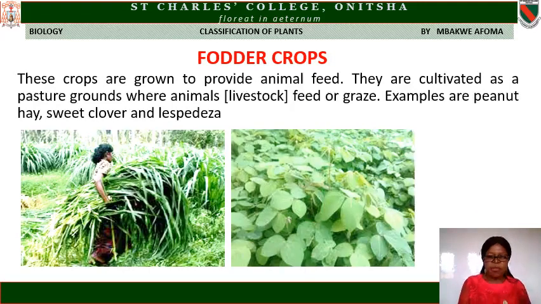Then we look at the fodder crops. These ones are grown to provide animal feed. They are just cultivated as other crops are being cultivated in a particular place. So the owner will now take the animal to that place to graze or can cut them like the person you are seeing here. Cut them and then give to the animal that is in the ranch. Is that clear? Example, peanut hay, sweet clover, and others.